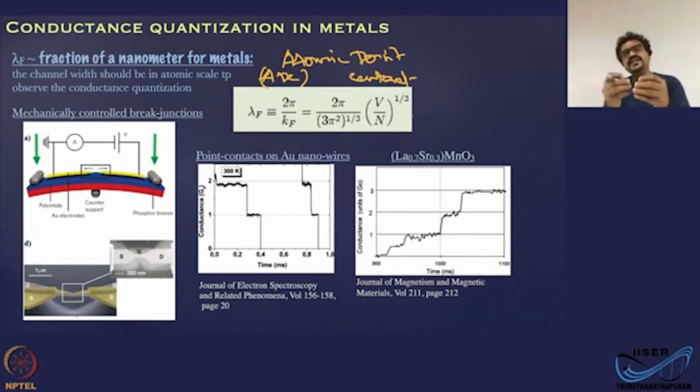So what you need is a quantized number of modes through the conductor. That's all your condition, and every mode, which we assume is reflectionless, is going to contribute e²/h. That's all the physics says. It doesn't talk about gates, it doesn't talk about a two-dimensional electron system, nothing. You just need quantized modes. That's all it is.